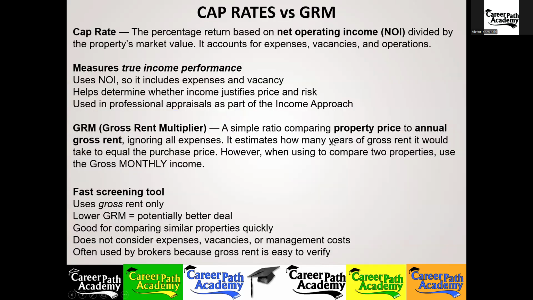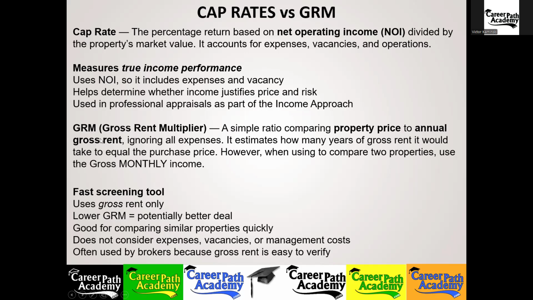So the cap rates versus GRM. A cap rate is the percentage return based on the net operating income divided by the property's market value. It accounts for expenses, vacancies, and operations. It measures the true income performance. It uses the net operating income, so it includes expenses and vacancy. It helps determine whether income justifies the price and the risk. It's used in professional appraisals as part of the income approach to value.